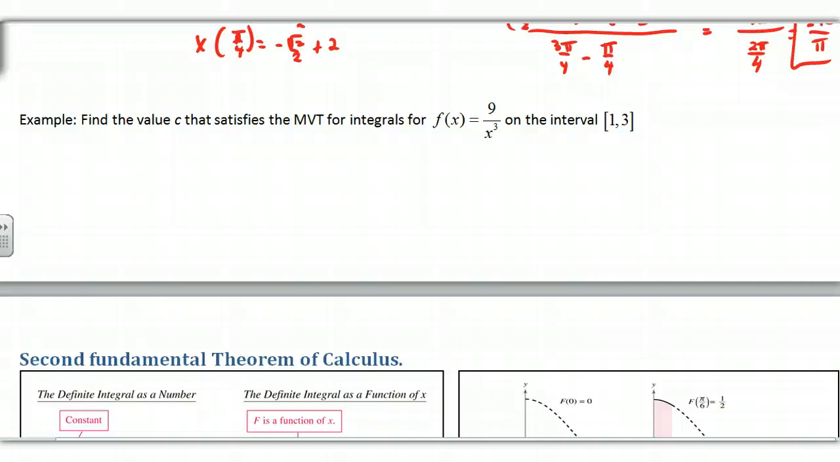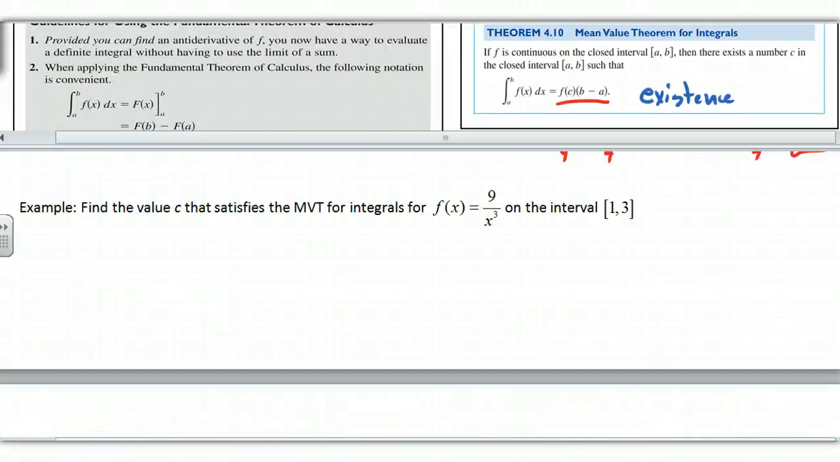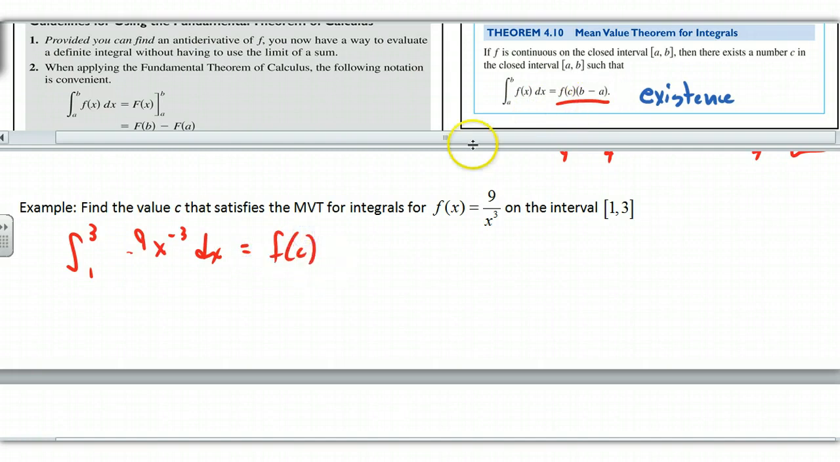Okay, next one is that we want to find the value c that satisfies the mean value theorem for integrals for this one right here. So if you remember from up above, let me pause this, I want to find the value c that works for this, and so what I'm going to do is set it up with this theorem right here. So I have the integral from a to b, well that's 1 to 3, of 9, I'm going to write this as 9x to the negative 3 dx. Okay, so that piece is equal to f of c, I don't know what c is going to be, and then b minus a, which would be my 3 minus 1. Now what I want to do is find this value of c.